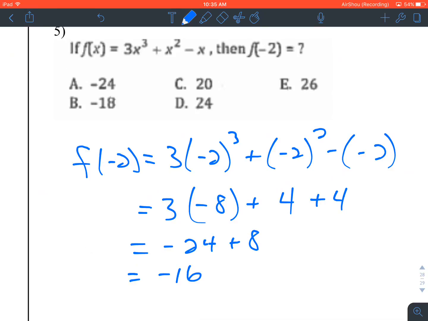So I made a mistake someplace because that's not one of the answers. Let's see if we can find this. Oh, I see what it is. I changed a minus negative 2 to a 4, which is ridiculous. Should just be a 2. 4 plus 2 is 6. Negative 24 plus 6 is negative 18, which is one of the answers. Exciting times.